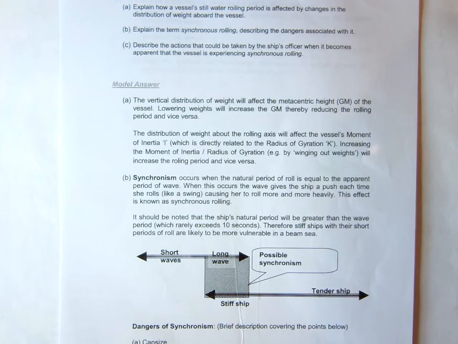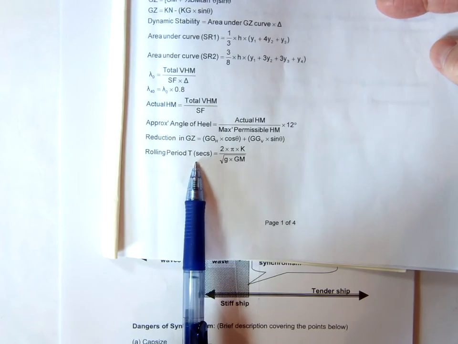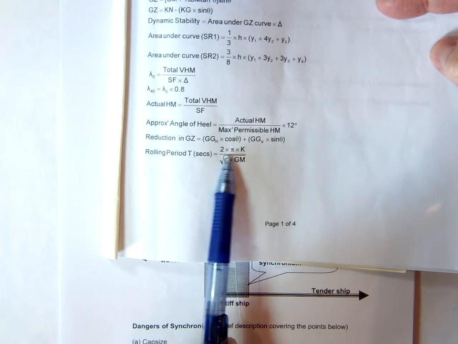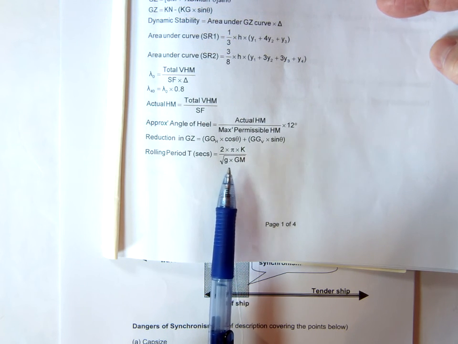Okay, we'll look at a question here that asks us to explain how a vessel's still water rolling period is affected by changes in the distribution of weight aboard the vessel. If you look at the formula here, we can see that the rolling period, time in seconds, is 2 pi k over the square root of g times GM.